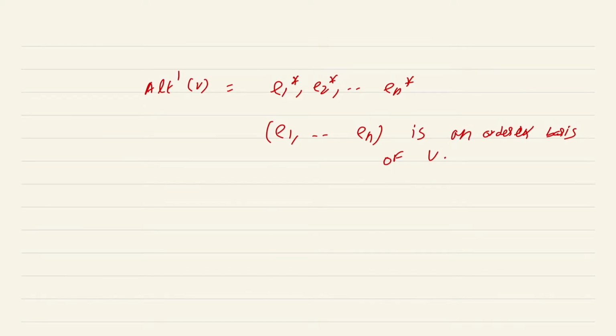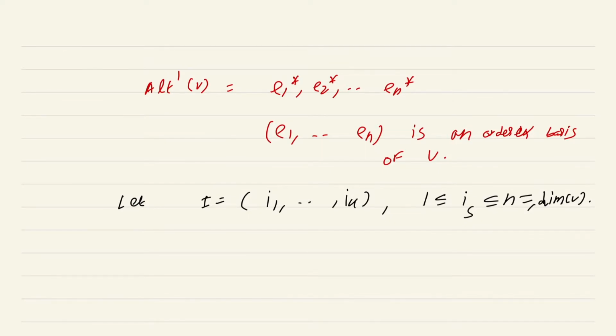So we are going back to multi-index notation. Let I equal (i1, ..., ik), where 1 ≤ i_s ≤ n, where n is nothing but the dimension of V.